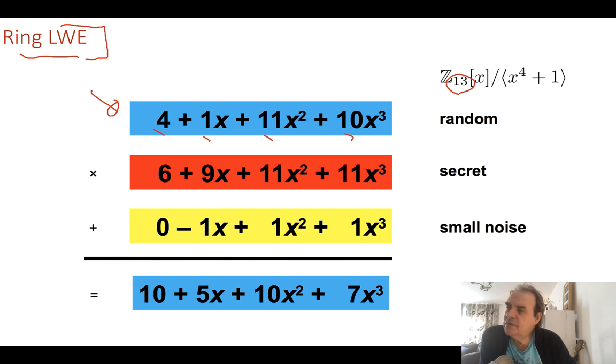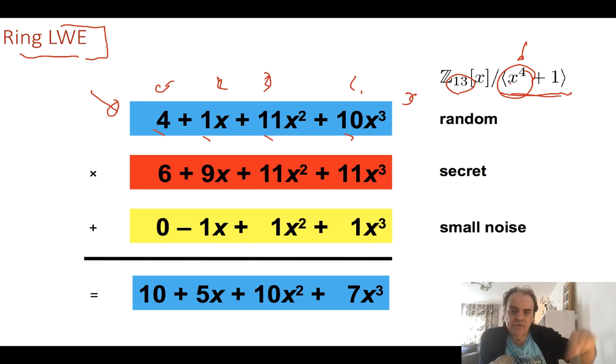If you have polynomials, rather than doing the mod of the prime number, we divide by the highest value that we have, which is x to the 4 plus 1. That creates our ring for us, so we never get a higher value than x to the power of 3.